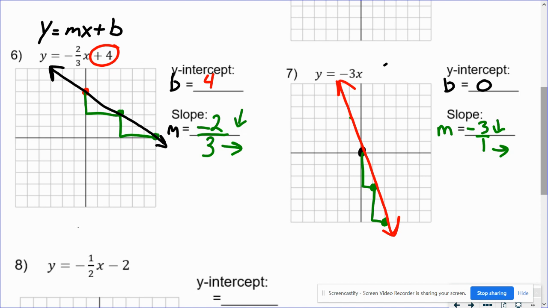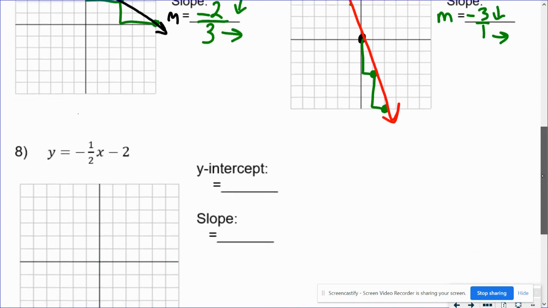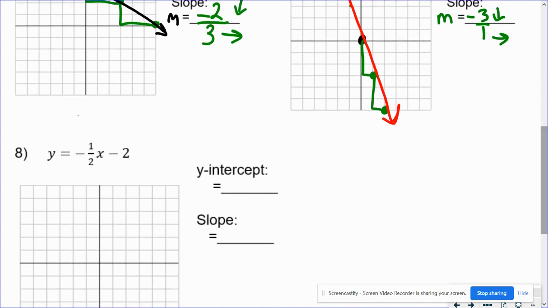Questions on that one? All right, number 8. There is one thing different about this one that we haven't covered yet. See how it says -2? That affects our y-intercept. Whatever symbol is in front of it tells you whether it's positive or negative. So B is a negative 2. M is a negative 1/2. Now with that information, see if you can make your graph.